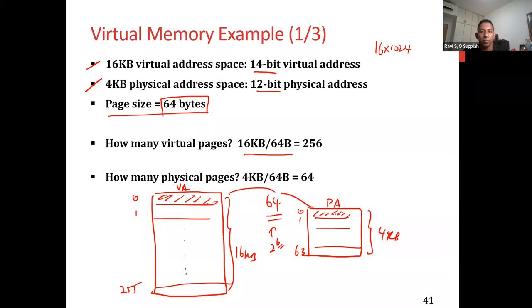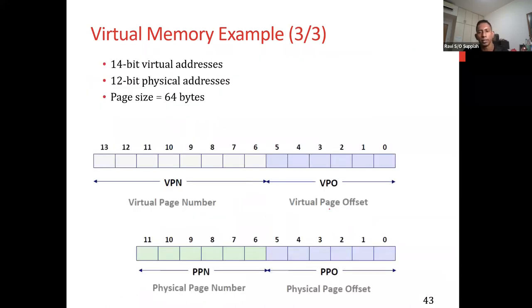That is the same thing for both the virtual address and the physical address, so that is why we call it the page offset. The page offset is the same for virtual and physical, 2 to the power of 6, so I need 6 bits for both. If I set aside 6 bits for the page offset, then the remaining bits are for the actual virtual and physical page numbers.